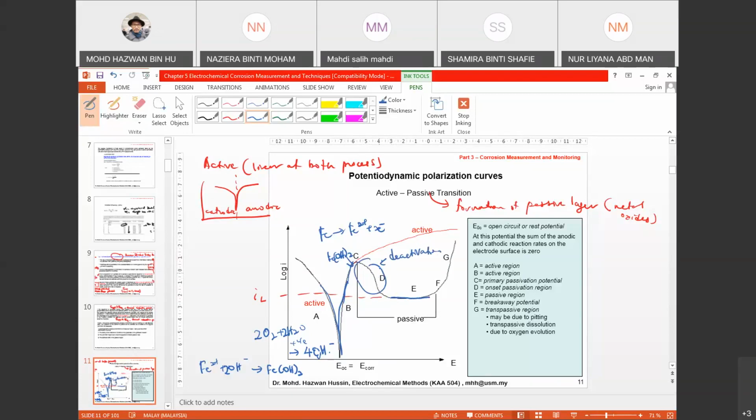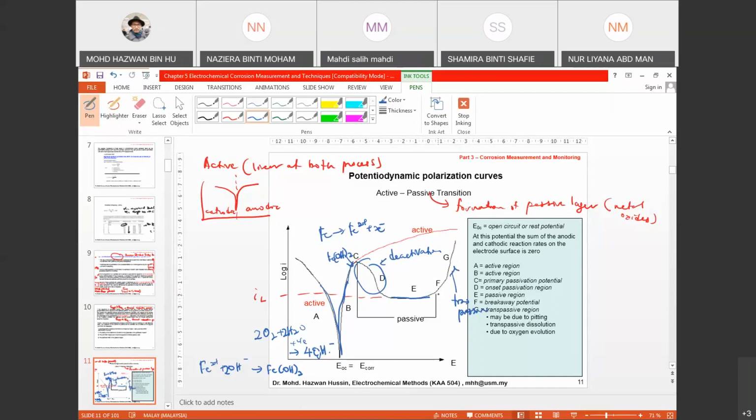You will see there's less adsorption over here. Less adsorption of what? Adsorption of ions on the surface of the electrode. Then you have saturation until it becomes passive. And then at point E is the passive region, and point F and point G is where the transpassive region occurs. What does it mean by transpassive?